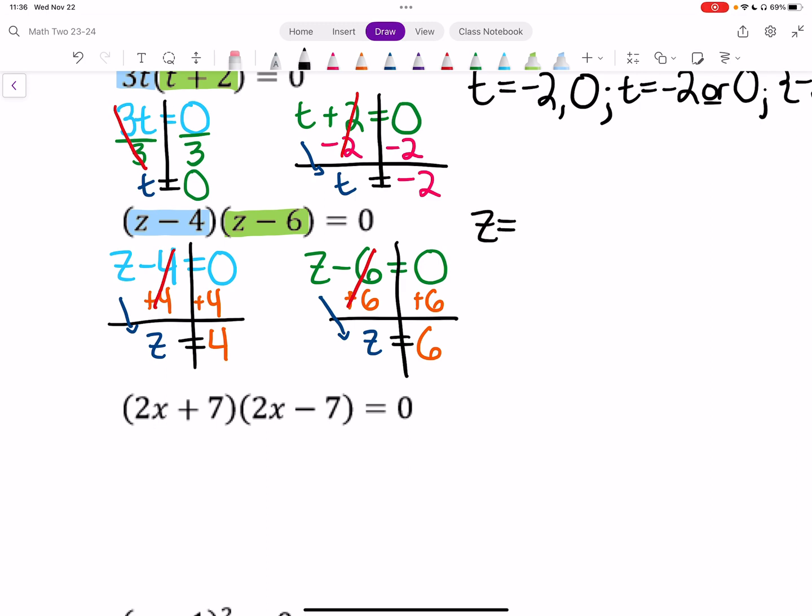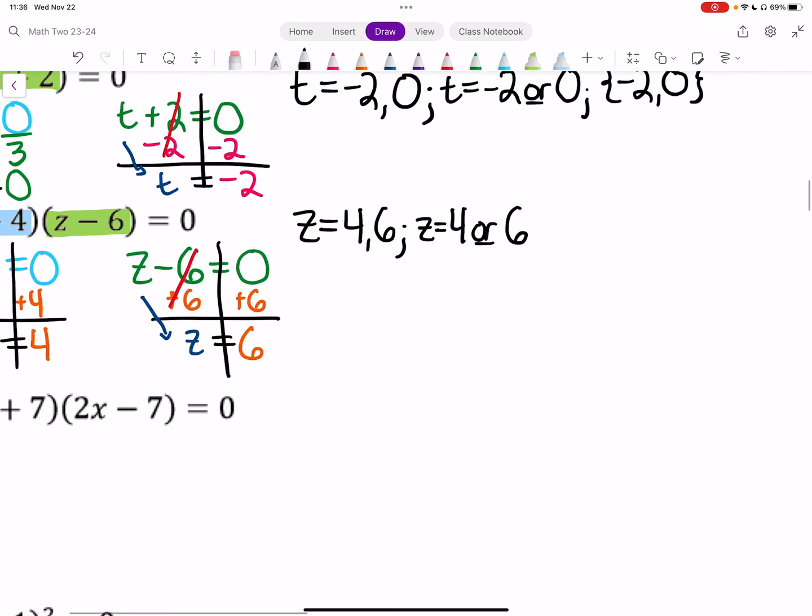I may write that as z equals 4, 6. Z equals 4 or 6. Or brace 4, 6, close brace. Another way, of course, if you really like doing lots of writing, is write z equals 4 or z equals 6. So that's another option as well. Just make sure that your answer is clear and that it contains all of the solutions.